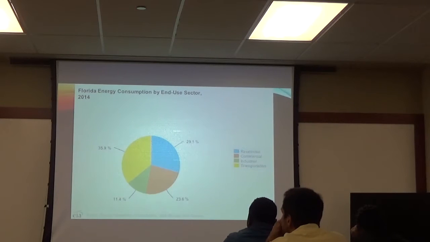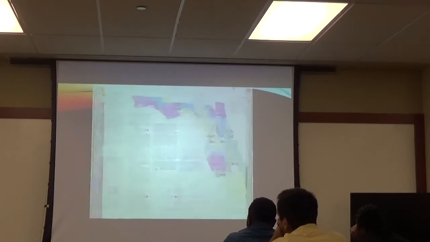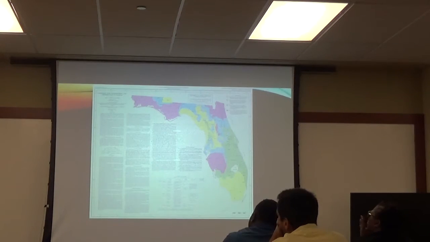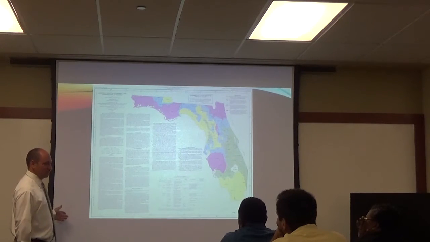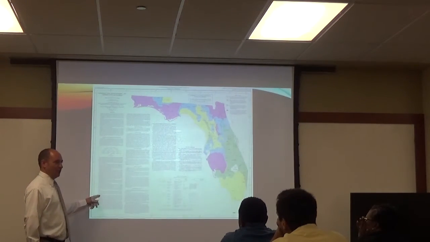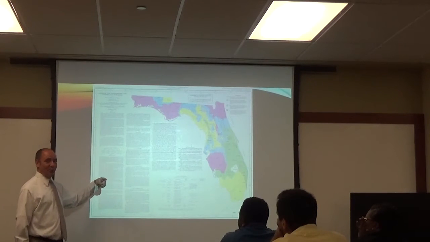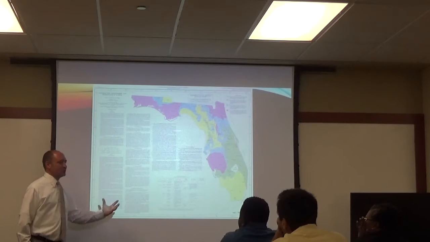The next little round of stuff is a limestone distribution map of Florida. Anybody know why I put it in here? Limestone is tied to what? Water. When you add water and limestone together, that's right, sinkholes. So this is essentially a sinkhole incidence map.